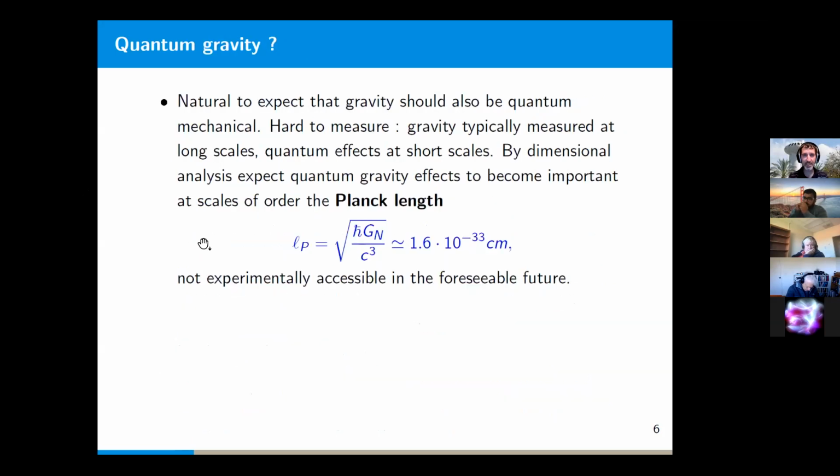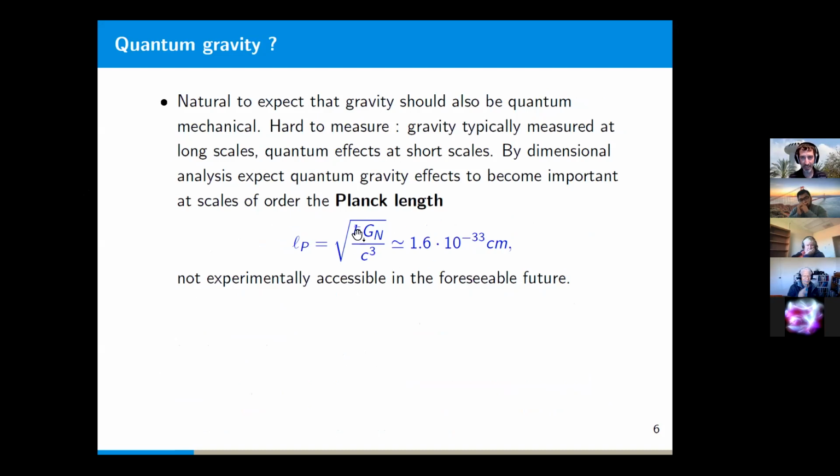Now, it's natural to expect that gravity should also be described quantum mechanically, but unfortunately, this is very hard to check experimentally because gravity is typically measured at long scales, while quantum effects usually become important at short scales. And just by dimensional analysis, we can estimate the scale where quantum gravity effects are expected to become important.